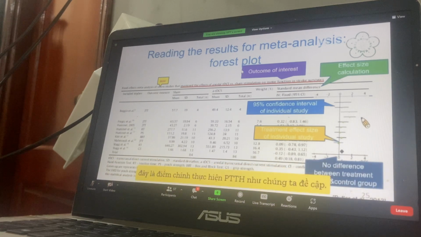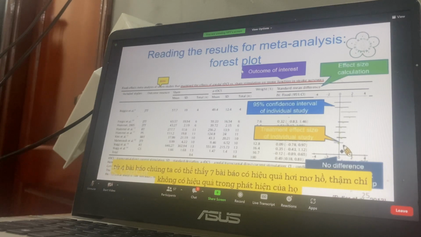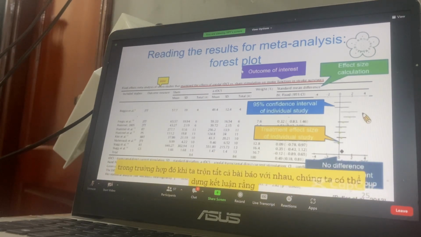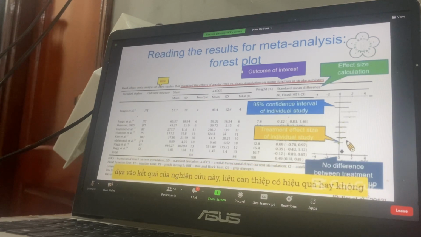And that's the main point of conducting a meta-analysis. As we have mentioned, meta-analysis is especially effective or useful when there are conflicting results. From the 9 studies we get, we found 7 studies that only show marginal effect or even no effect in their findings, but 2 studies show very significant findings. And in that case, when we are pulling all the data together, we can draw a conclusion, based on the results of these studies, on whether the intervention is effective or not.